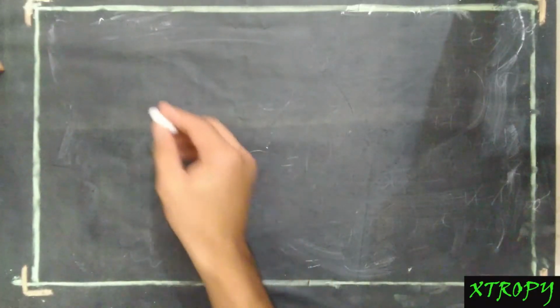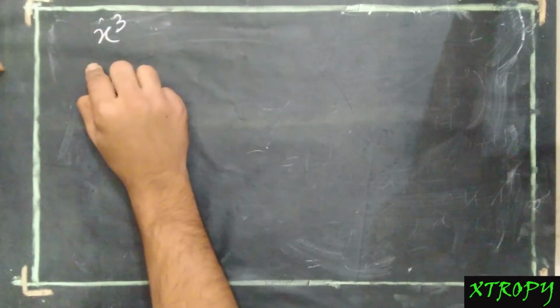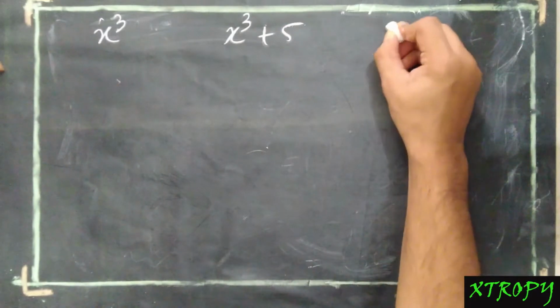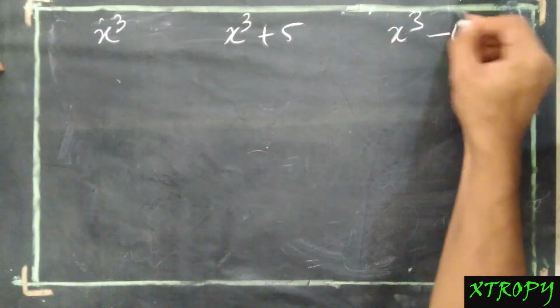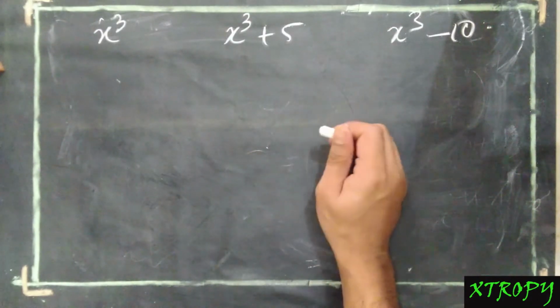So now here's a small task for you. You need to differentiate x cube with respect to x, x cube plus 5 with respect to x, and x cube minus 10 with respect to x, and tell the answer. So pause the video and solve it.